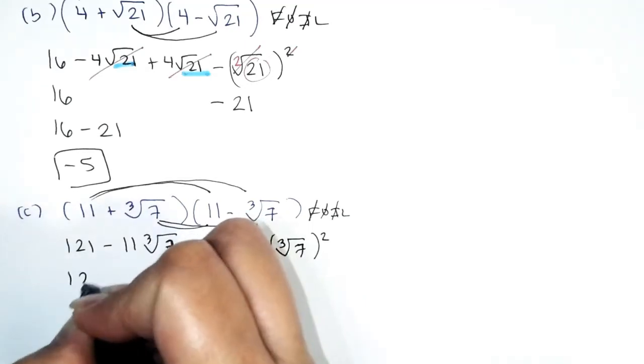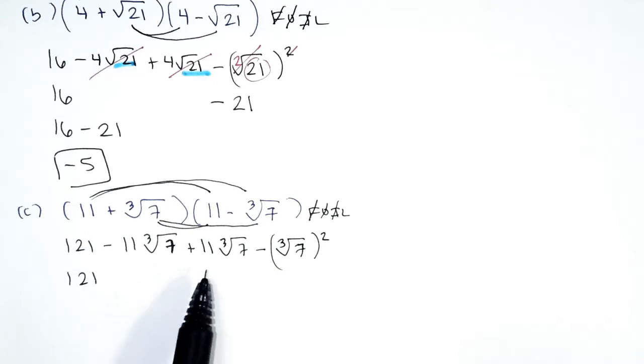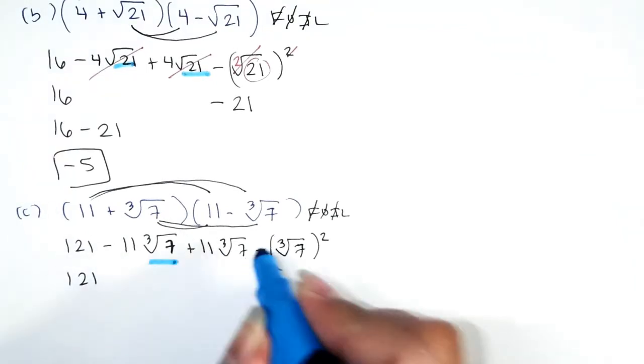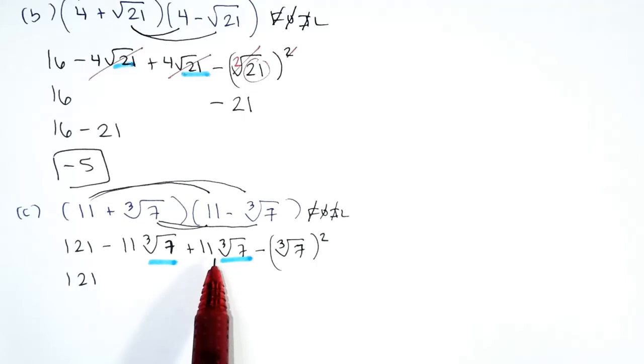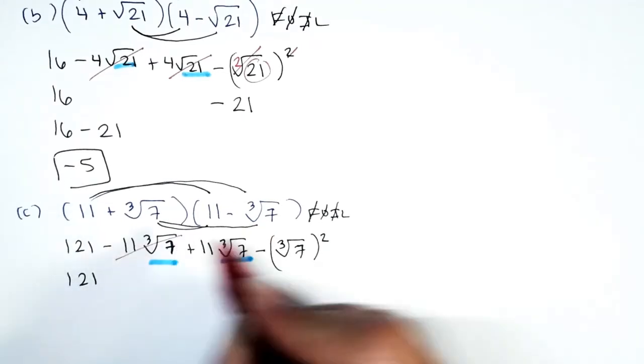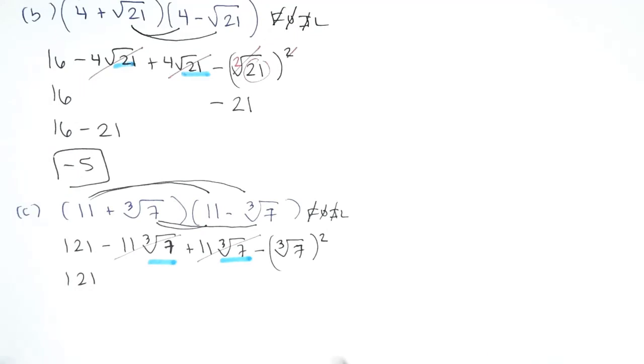So we have 121, negative 11 cube root of 7, positive 11 cube root of 7. We have the same radical part, so they are like roots, or like radicals. Let's go ahead and combine them. Negative 11 plus 11 will give us 0, so the sum cancels out. Okay, then that will leave us with the negative sign.